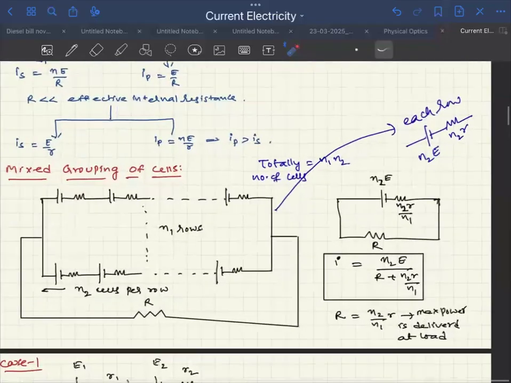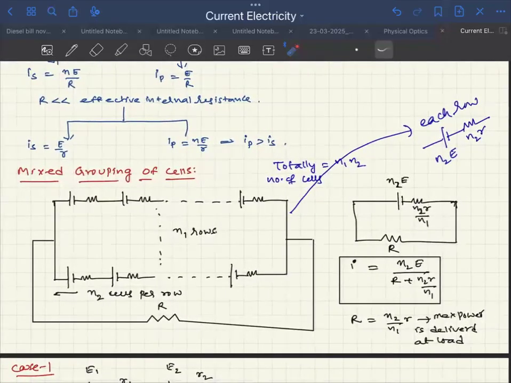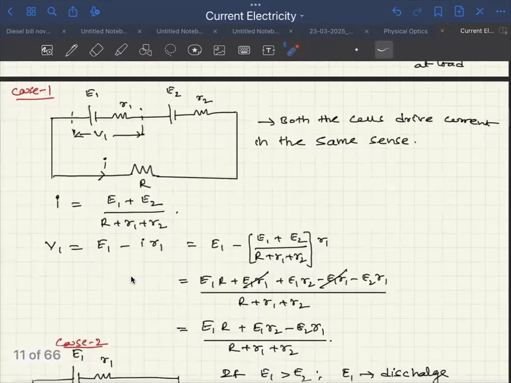Now, I am asking you, till this point, do you have any doubt? Arya, do you have any doubt? Harsh, any doubt? No, sir. Okay, Gaurav, any doubt? No, sir. Sanjana, do you have any doubt? No, sir. Right. Now I am going for the next cases.